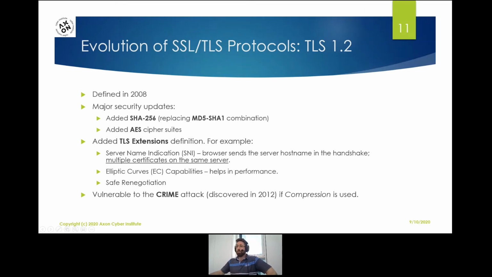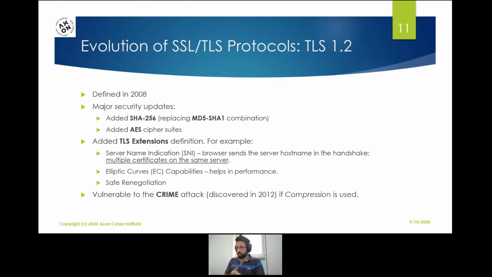So in 1.2, 2 years after 1.1, that is in 2008, version 1.2 was developed, and major updates to it are as follows. They added SHA-256, and they removed everything that has to do with MD5 hashing, and they also added a new cipher suite based on AES. We know that AES is an enhanced version of symmetric encryption. It's much better and more secure than DES or triple DES. The previous versions did not have AES. They used DES and triple DES, while 1.2 has AES.